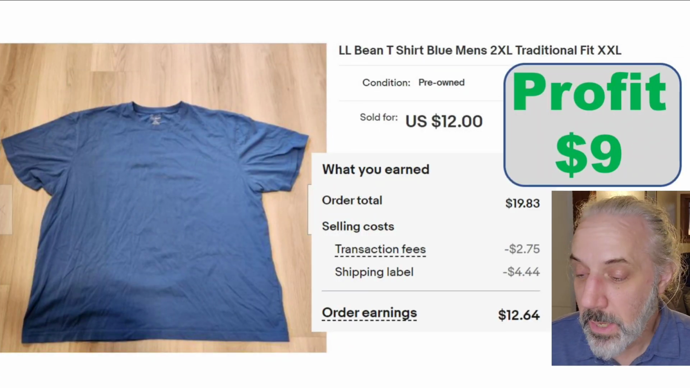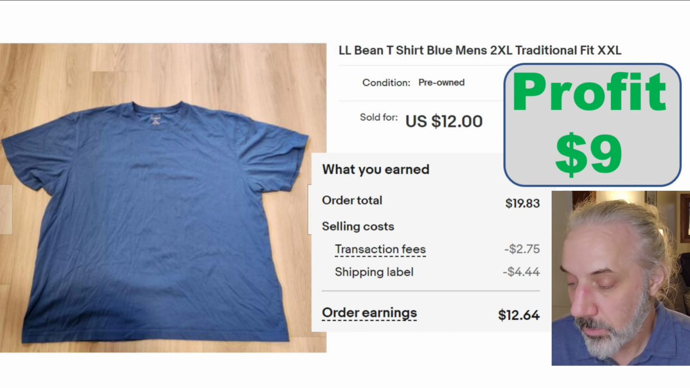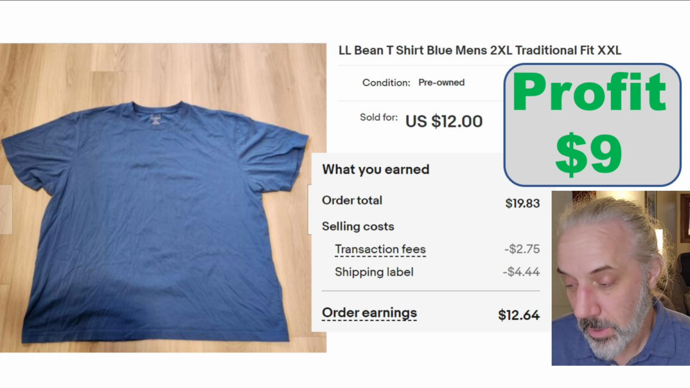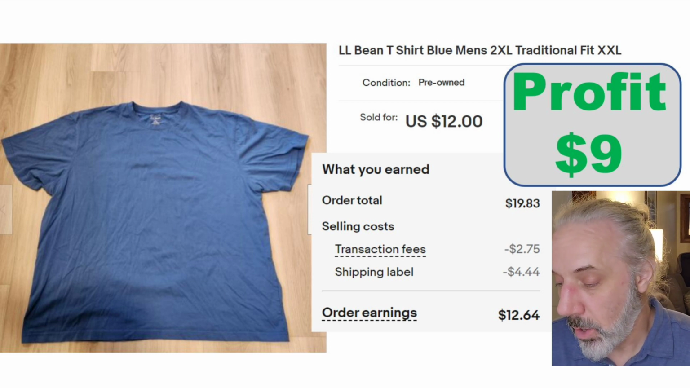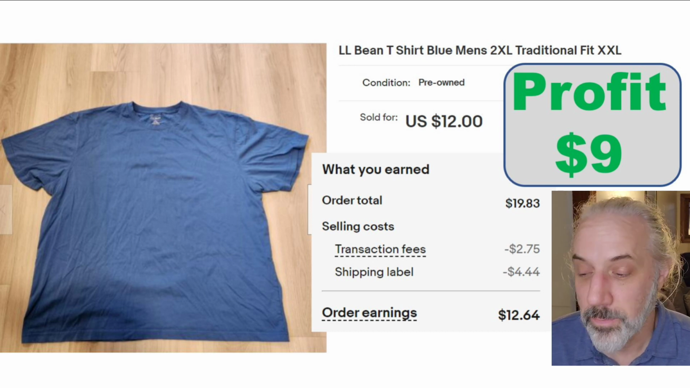Okay, so let's look at the last 5 items that I sold for this week. Here we have an LL Bean, just a regular t-shirt. It's blue, it's 2XL traditional fit. This buyer, and I was surprised, this item sold in just a couple weeks. But this buyer was all in for $19.83. eBay paid me $12.64, and I got a profit of $9.